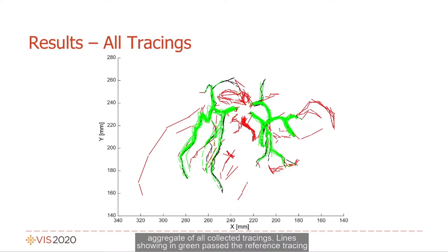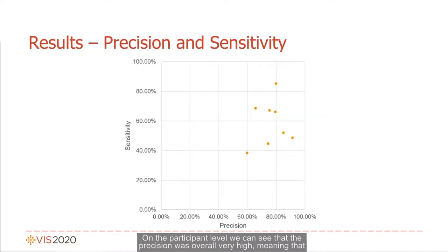Lines shown in green pass the reference tracing within a predefined margin of error, while lines in red indicate markings that are not found in the reference tracing. Overall, we get a pretty good coverage across all participants. On the participant level, we can see that the precision was overall very high, meaning that a majority of lines that were placed actually corresponded to vessels.